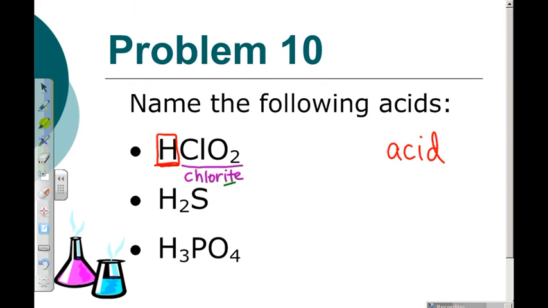Notice how this one ended in ITE. When something ends in ITE, look back up on your page, what happens to its ending? An ITE ending changes to an OUS ending. That means I take the rest of the word, the chlor part, keep it the same, but I change the ending. I drop the ITE and make it OUS. I'm writing it in a different color just so it's kind of apparent that the ITE became an OUS. So the full name here is chlorous acid.